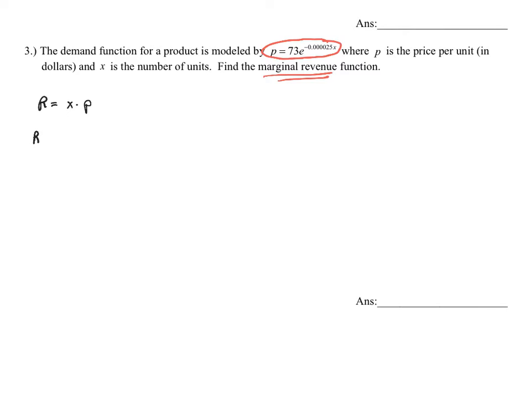So to find the revenue function, here we're going to have x times 73 e to the negative 0.000025x. That's our price times our quantity. To find the marginal revenue, you want to find the derivative of the revenue. To do that, we're going to need the product rule. If you remember, the product rule is the first times the derivative of the second plus the second times the derivative of the first. So we need to look at these functions individually.